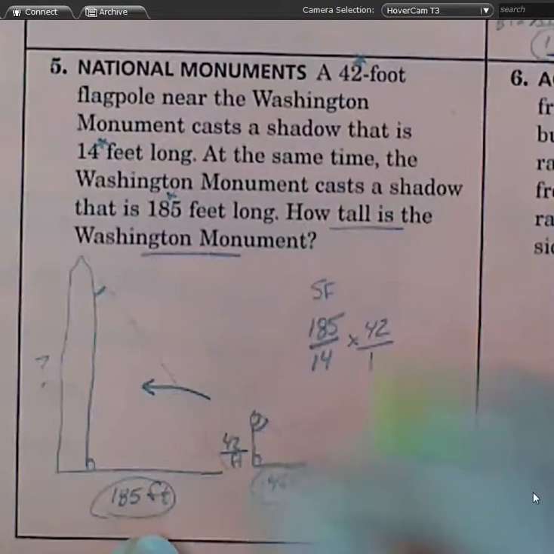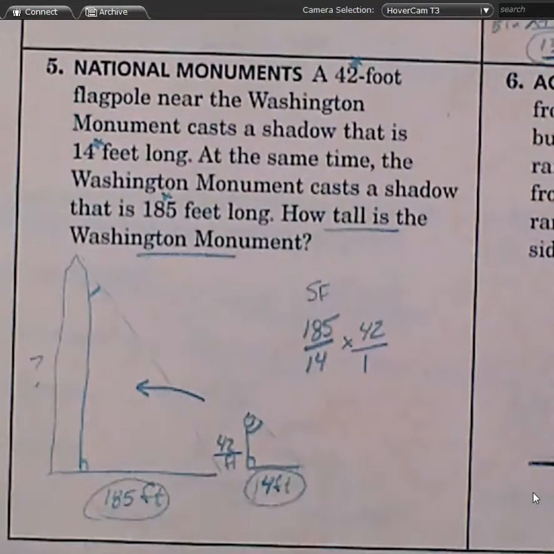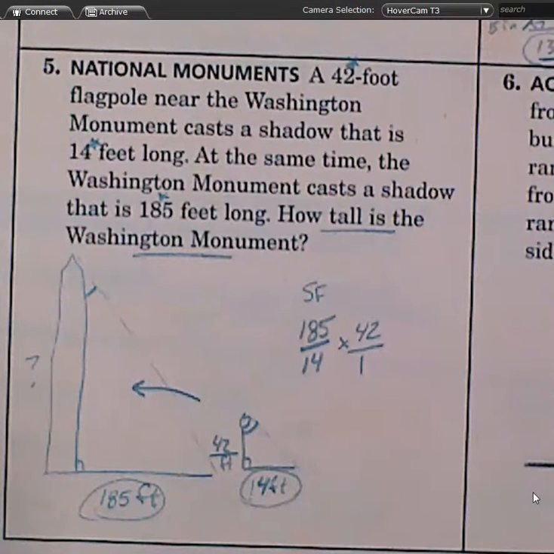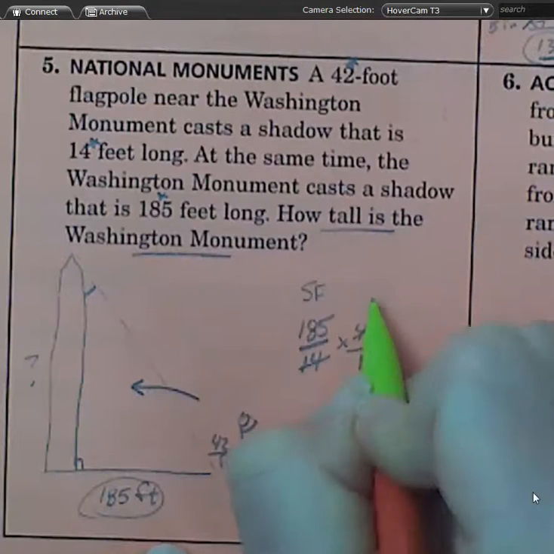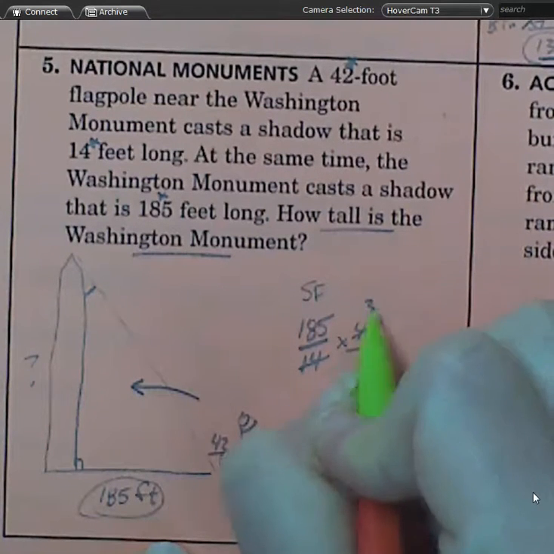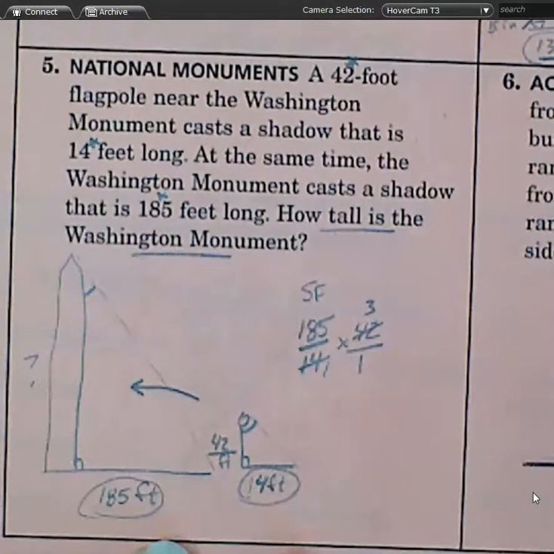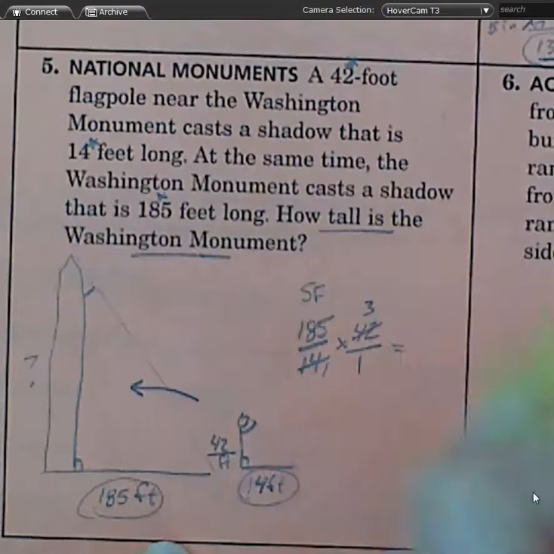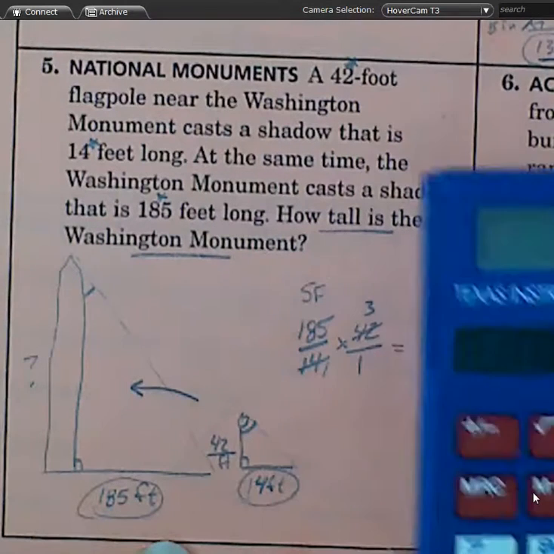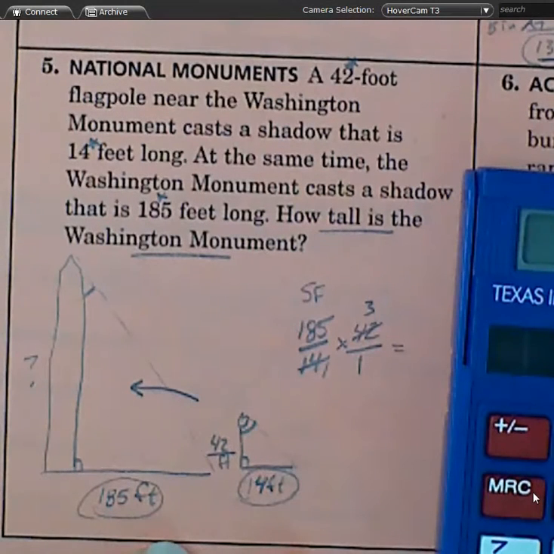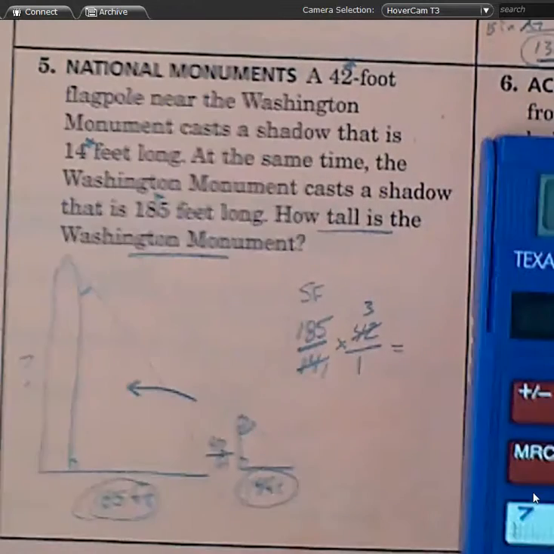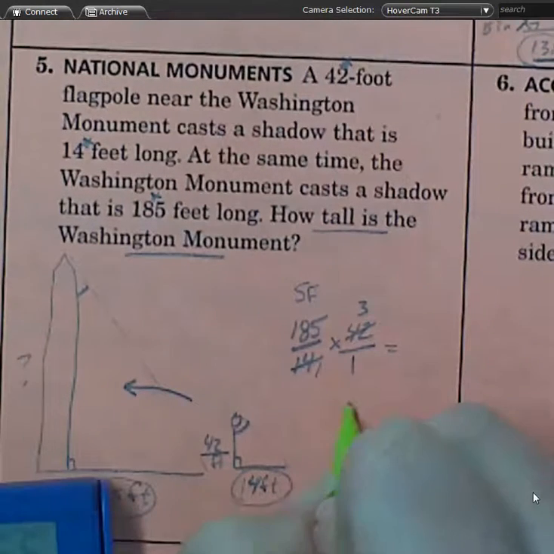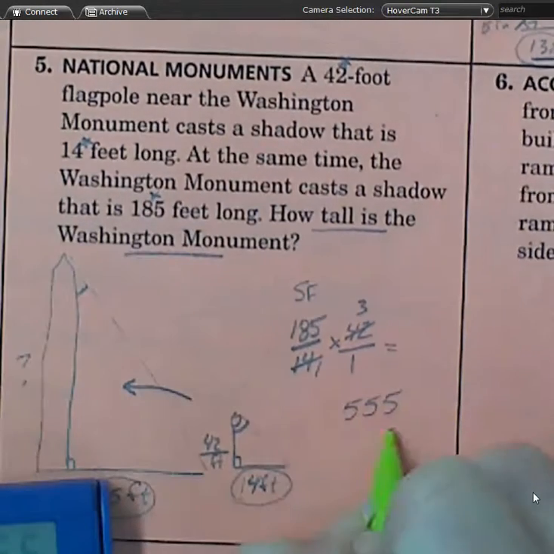I think 42 and 14, it goes in there 3 times, right? So I like to find factors right away. 42 can be divided by 14 3 times. So I took a factor of 3 out of the top and the bottom. You don't have to. You could use the big numbers, but I try never to do that because I hate it. 3 times 185 is 555. What's my label? Feet.